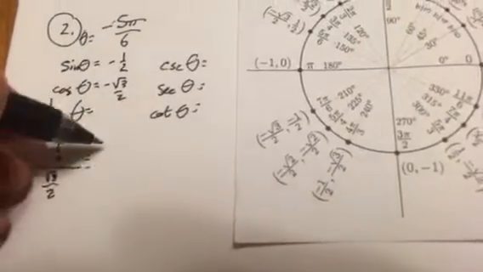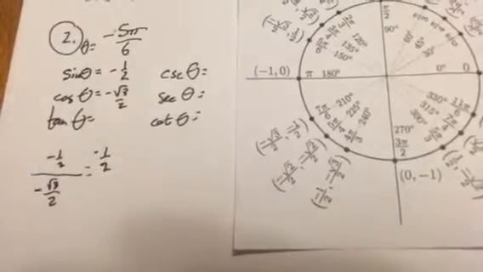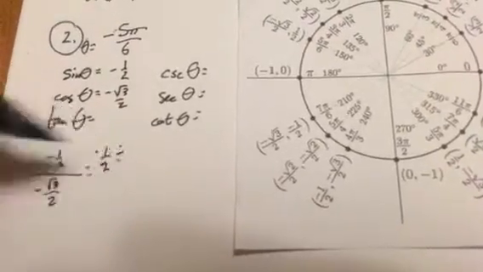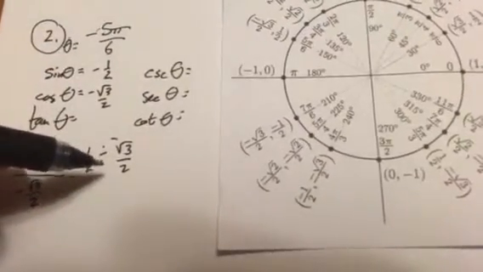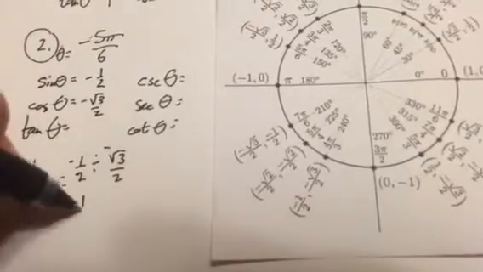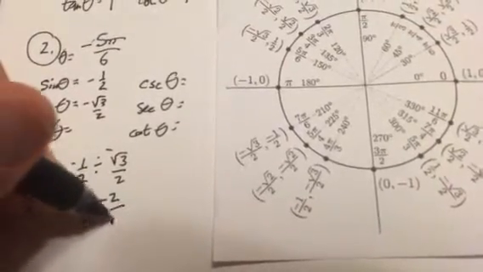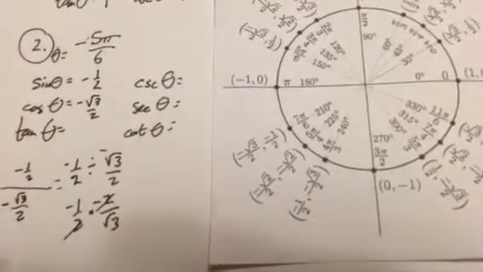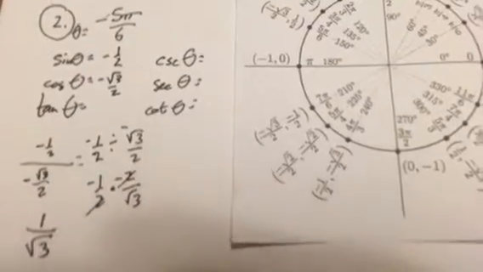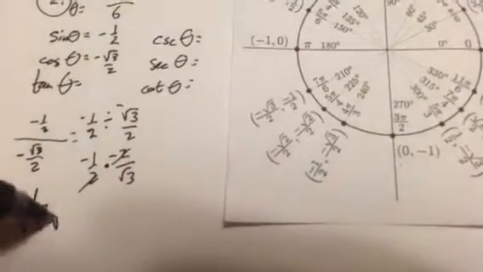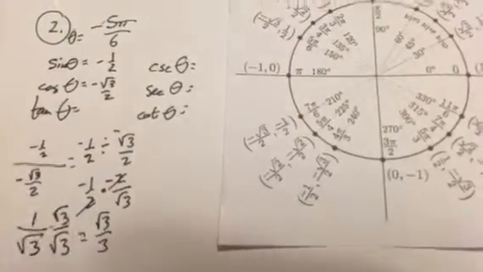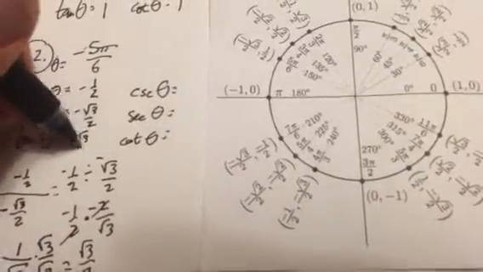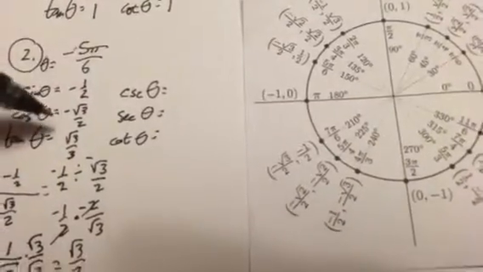You could also think of it as negative 1/2 divided by negative root 3 over 2. Division is the same as multiplication of the reciprocal. So those go. So you end up with a negative divided by negative, which is a positive. So 1 over root 3. But we can't leave that radical in the denominator, so we're going to rewrite it by multiplying by that version of 1, root 3 over 3. So tangent is root 3 over 3. And notice it's positive because the two negatives.